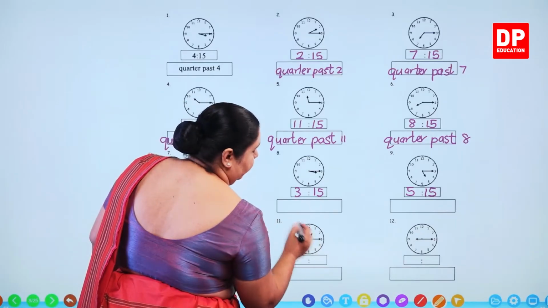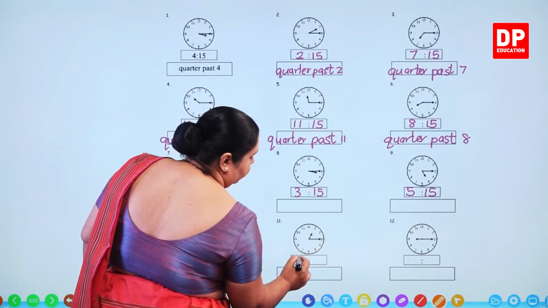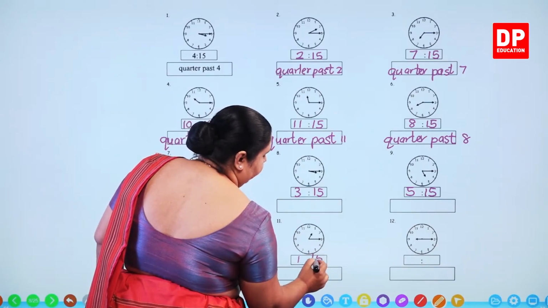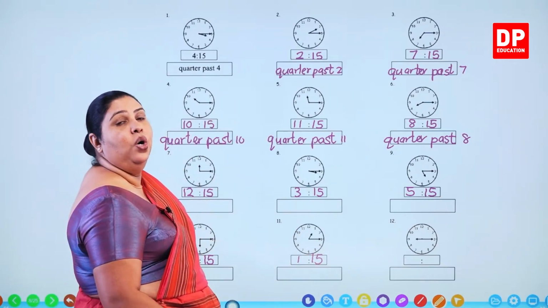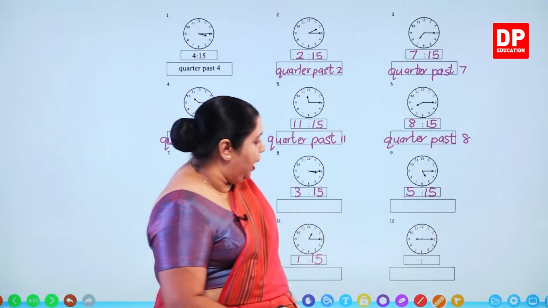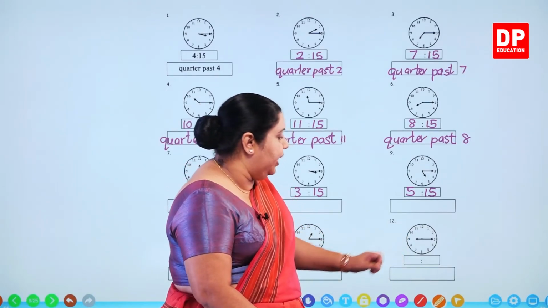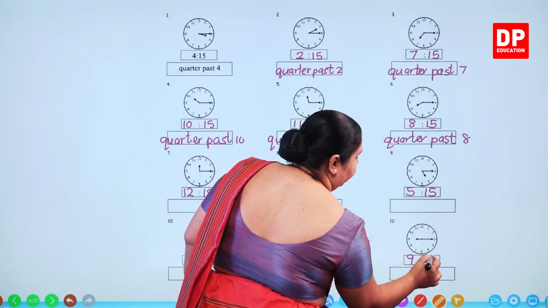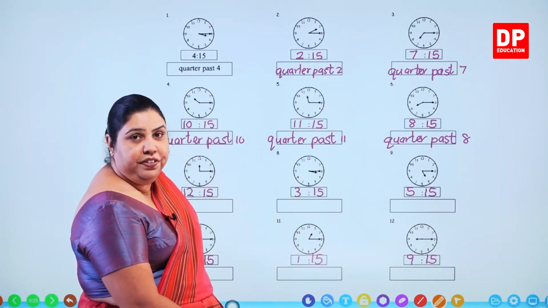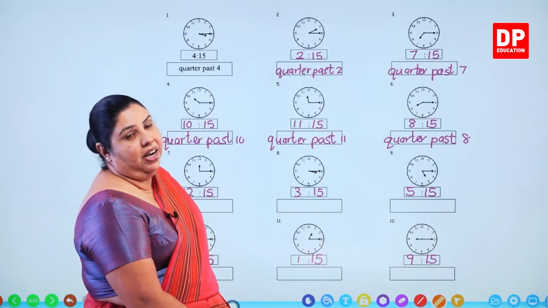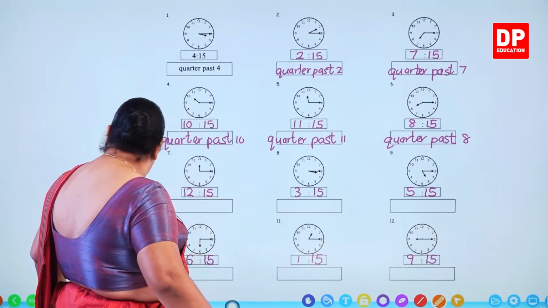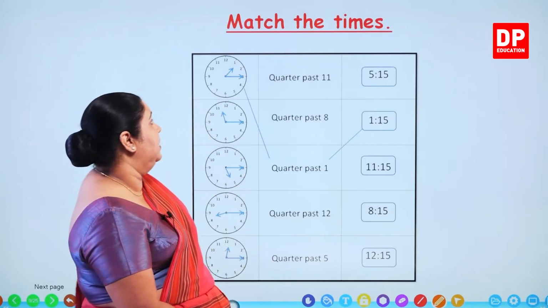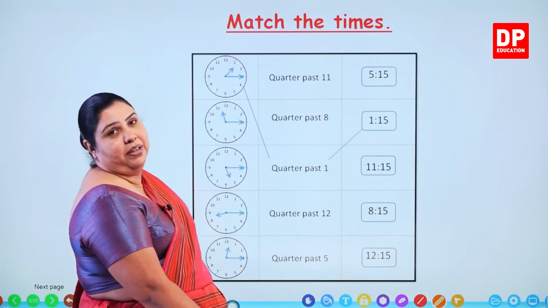Next one. It's 1:15. Can you see? The short hand is in 1. That is the hour, and the long hand 15 minutes. 1:15, or you can say 1:15. Next one. What is the time? The short hand is in number 9 and the long hand is in number 3, which means 15 minutes gone. 9:15, or you can say 9:15. So that is how we say the time when the long hand is in number 3. That is 15 minutes gone. Right. Match the times. Okay.